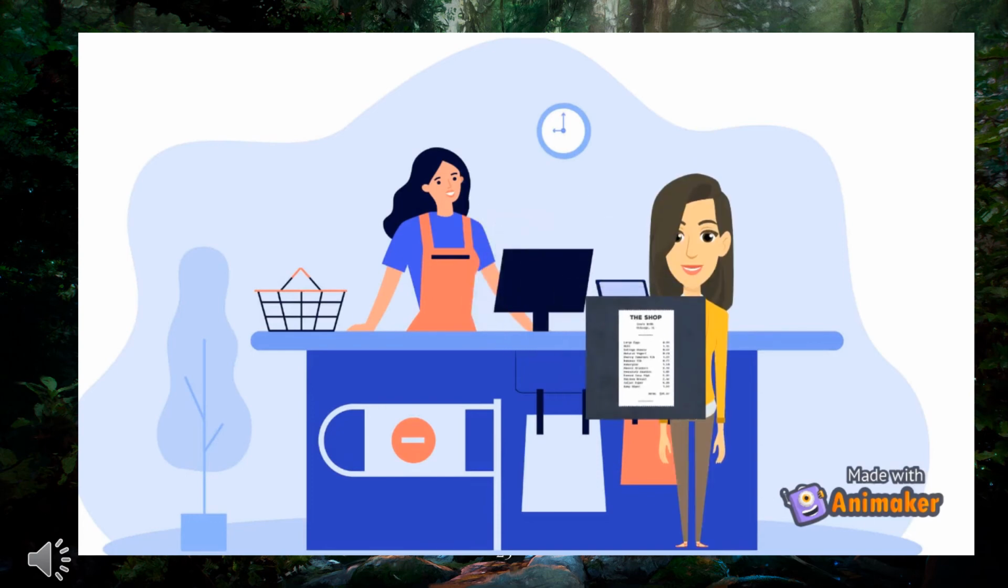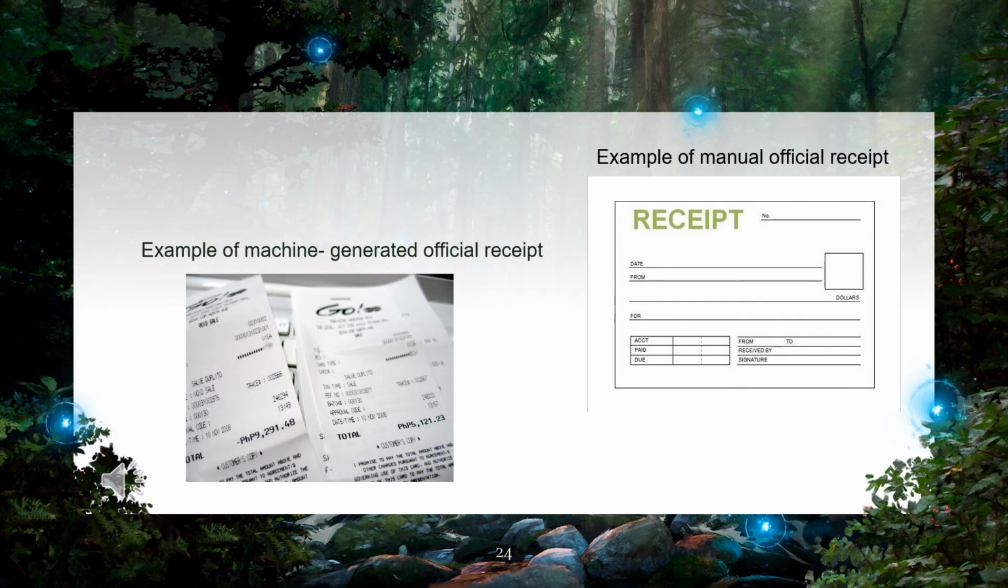Example. When Emily goes to the clothes shop to buy a dress, she goes to the cashier before leaving. Then she pays in cash to the cashier, and the cashier gives her a receipt showing she bought a dress. This is an example of a machine-generated official receipt and an example of a manual official receipt.